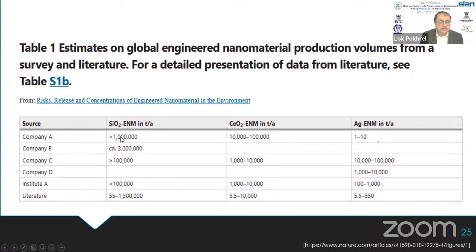So company A has over 1 million ton. 1 ton is 1,000 kilogram per annum. So this is for silica nanoparticle, and this middle column is for cerium oxide or ceria nanoparticle, and the final column is for silver nanoparticle. So you can see it's a fairly small quantity, right? Given the enormity of the Earth we have.